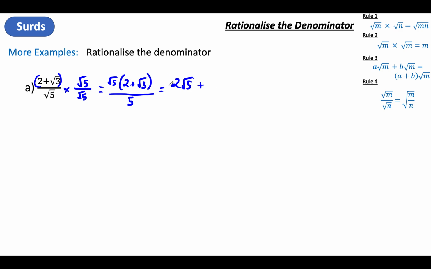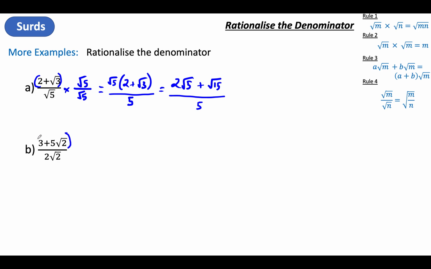Now remember, when we're timesing square roots together, they can go into a single square root, just like rule 1 up here. So that will be root 15, which doesn't simplify. And then that's all over 5. So the only difference here really is you've got to remember to multiply everything on that layer by the root 5. And putting a bracket around the first fraction kind of helps you visualize what's going on.